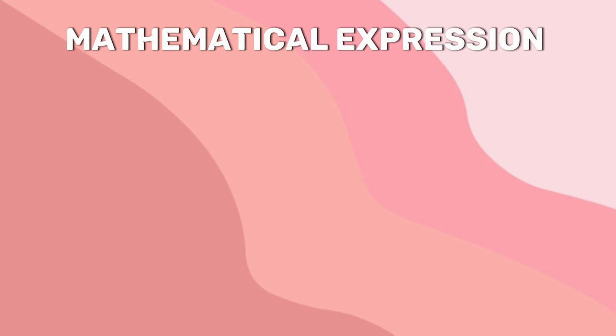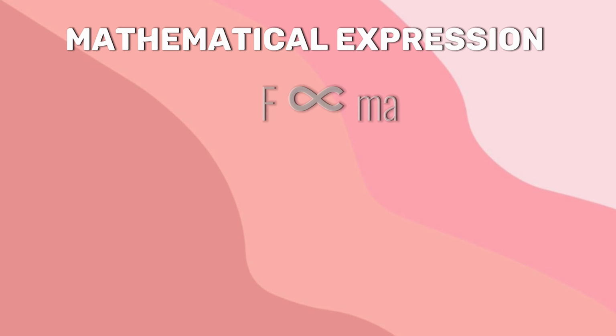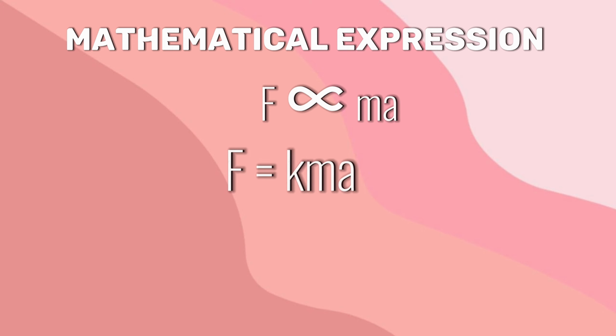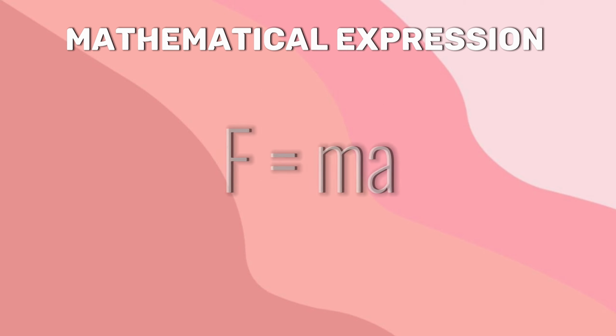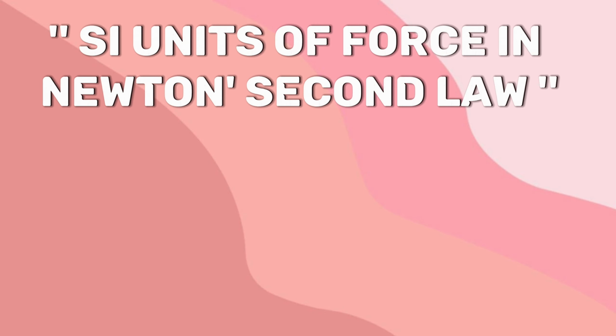Its mathematical expression is F is directly proportional to m into a. If we put an equality sign instead of the proportionality, then a constant will come, it is k. K is equal to 1, so if we multiply 1 with m into a, then the final expression is F equals ma.